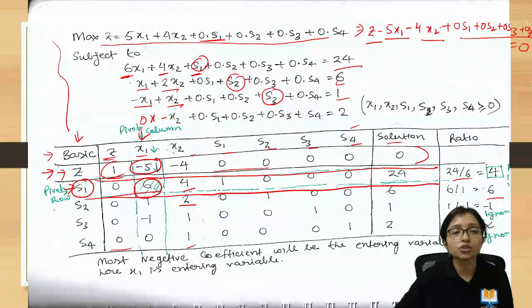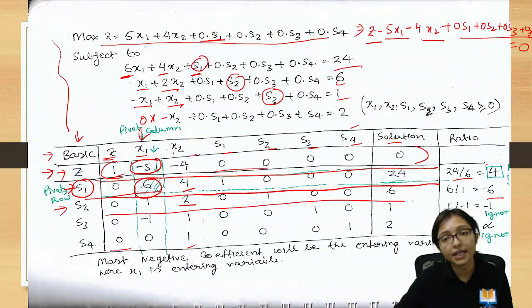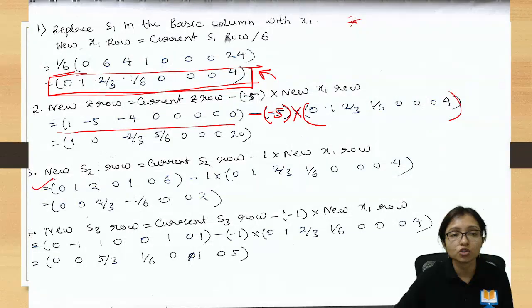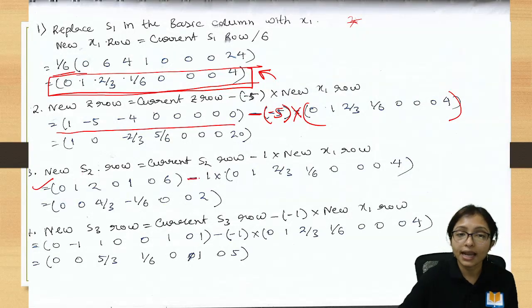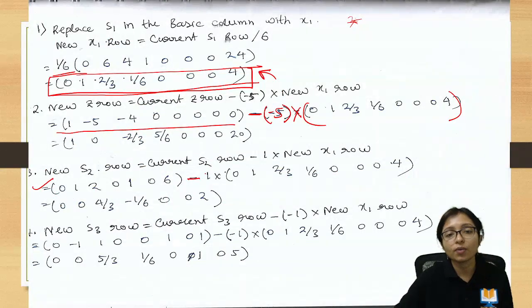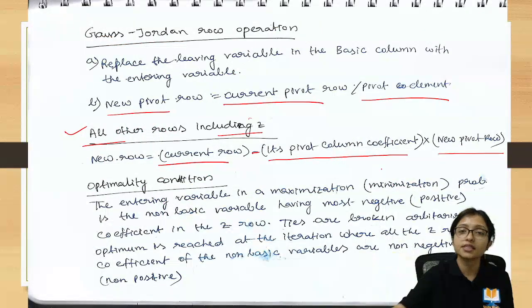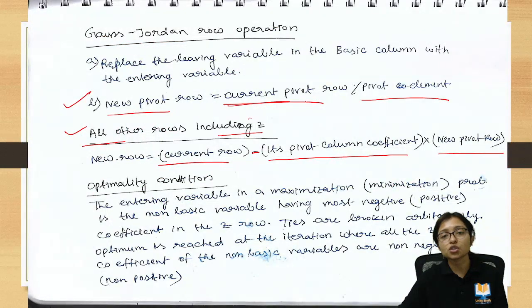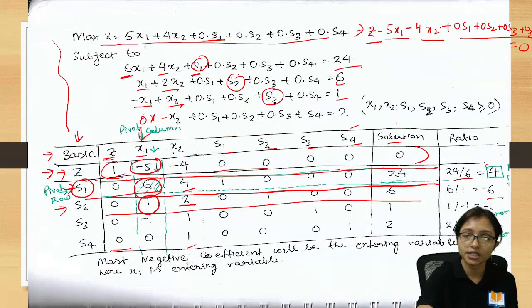For S2 also the same thing. Write down the complete row. This is your complete row. Then minus the coefficient, that is 1, multiplied with the new pivot row. This is the calculation and this is the formula. New pivot row equals current pivot row divided by pivot element, and new row equals current row minus pivot coefficient times new pivot row, and this one you are going to get here.